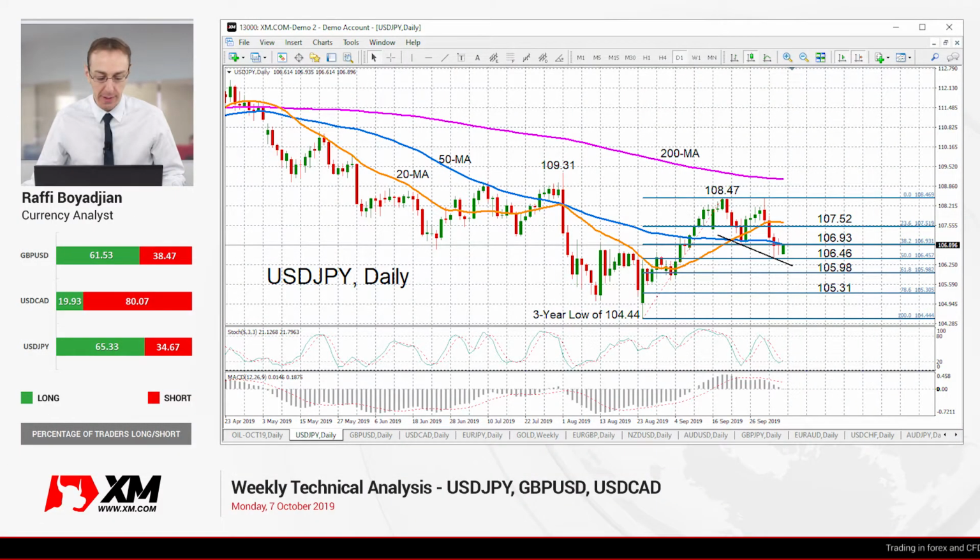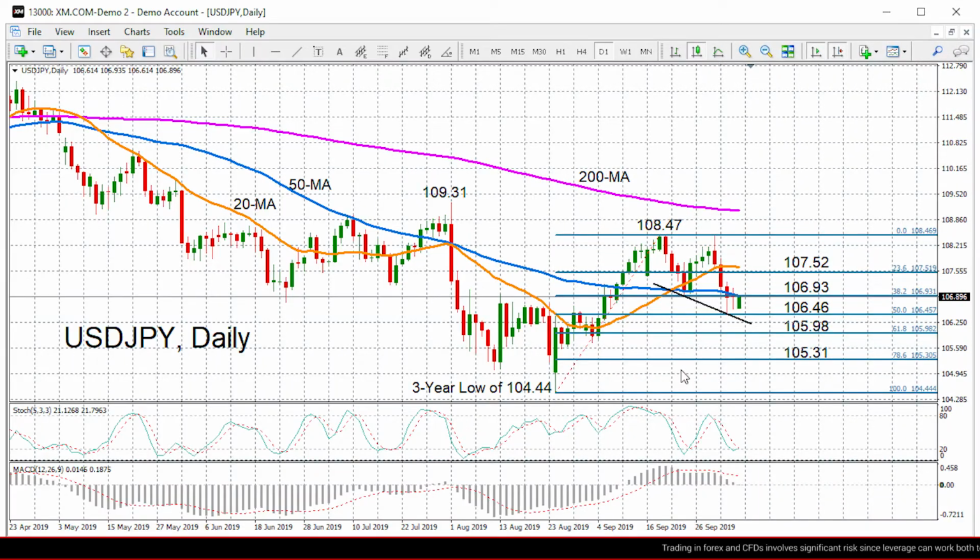I'm Rafi Barajan at XM.com, and this week we're going to be looking at the dollar yen, the pound dollar, and the dollar versus the CAD. So let's start with the dollar yen pair.